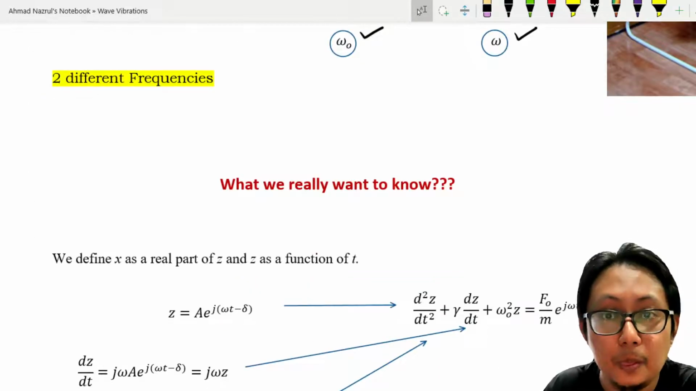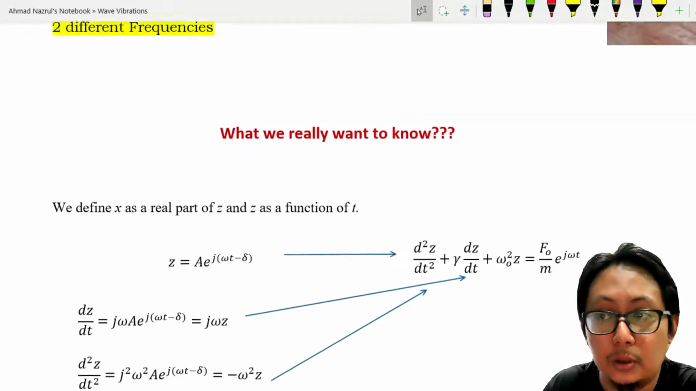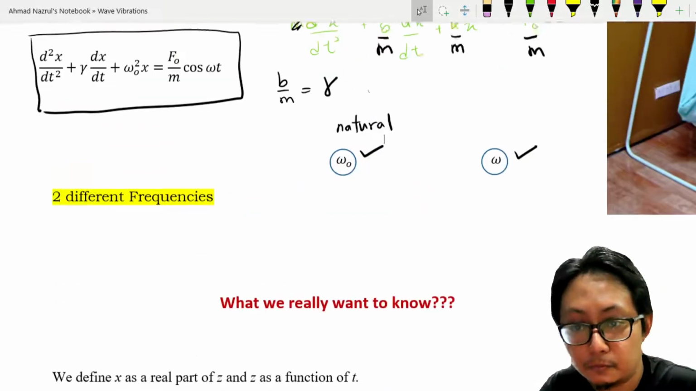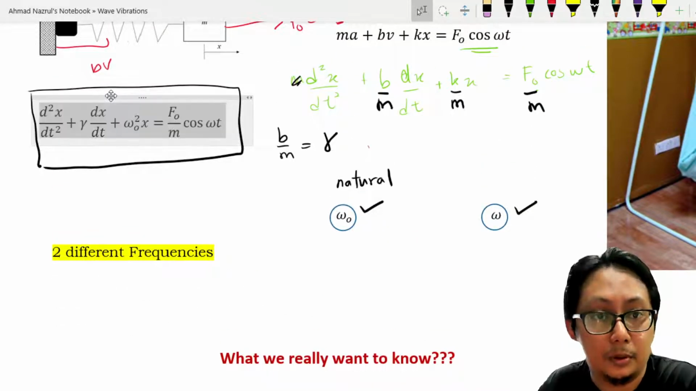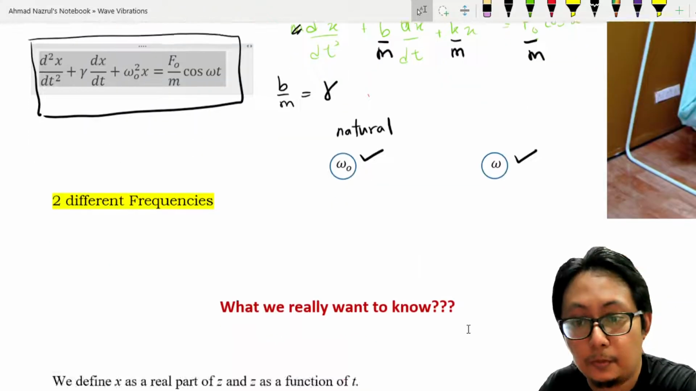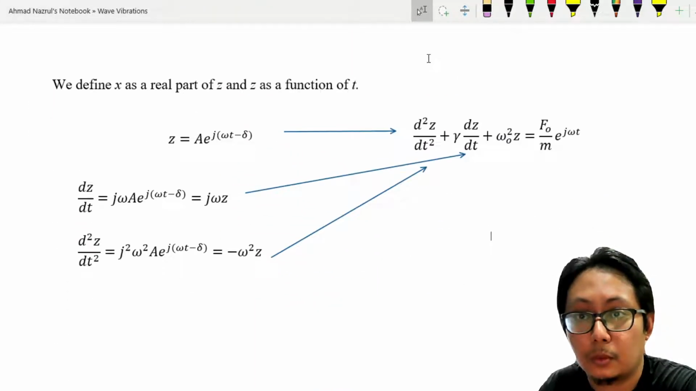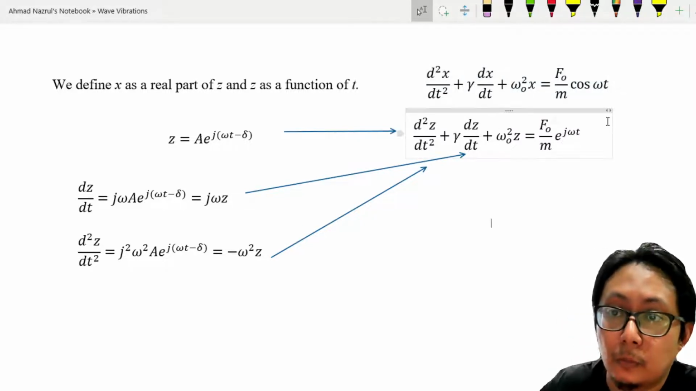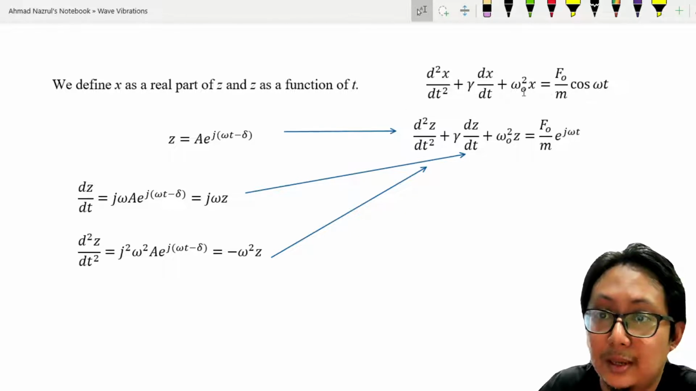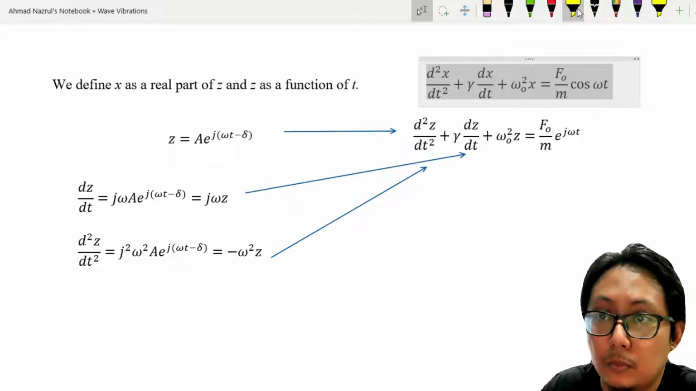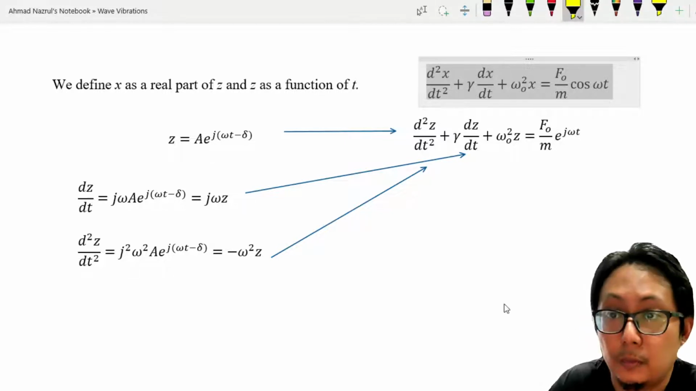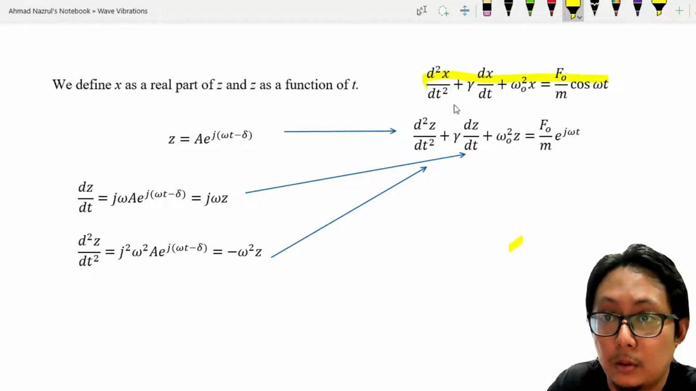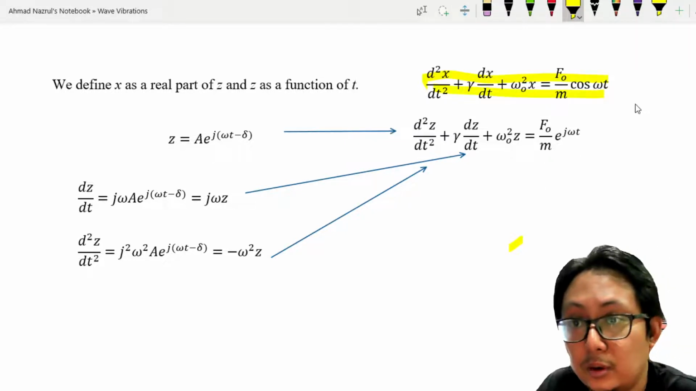So now, to deal with this equation, I bring here what we have, maybe the basic equation with omega, that we have discussed before.